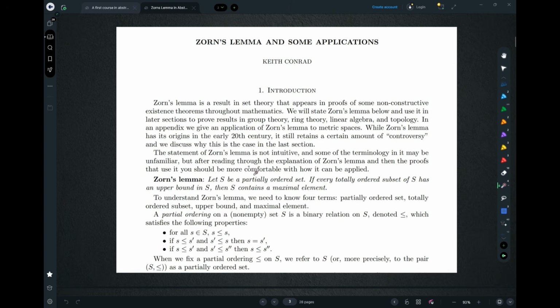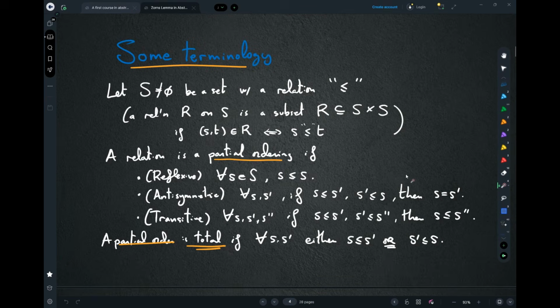Now, here you can find the statement of Zorn's lemma. Let S be a partially ordered set. Then, if every totally ordered subset of S has an upper bound in S, then S contains a maximal element. What we're going to do first is try to understand all these words: what does it mean for a set to be partially ordered, what is a totally ordered subset, what's an upper bound, and what's a maximal element. And then we're going to apply Zorn's lemma to prove the results we want to prove in group theory, ring theory, and linear algebra. Let's begin then with some terminology.